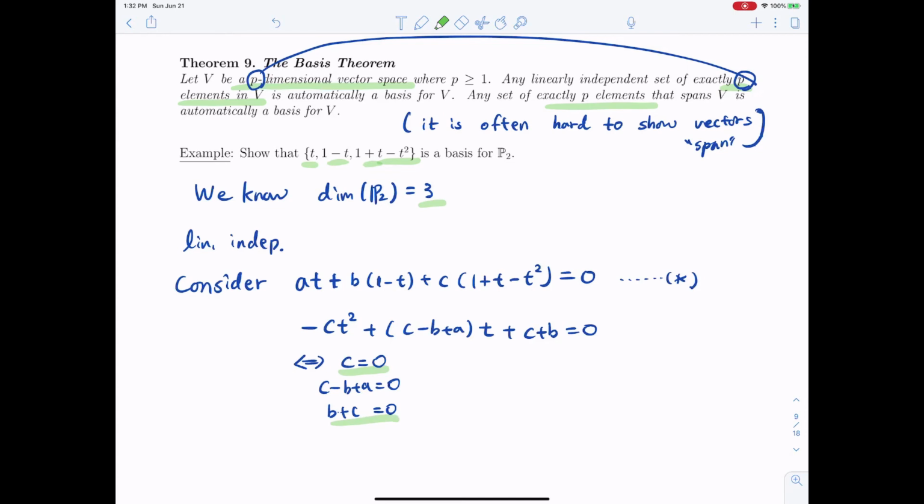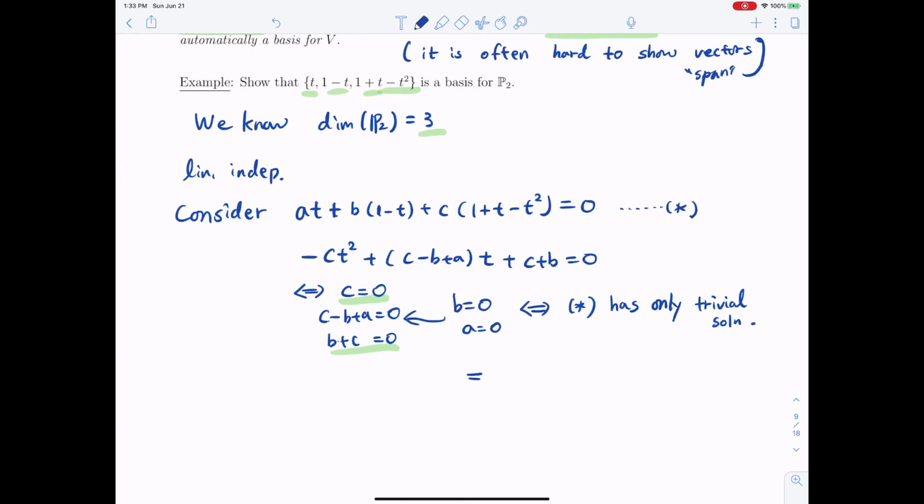So this too gives you that B equals 0. Or equivalently, if you plug all this into the second equation, then you get A is 0 as well. Or in other words, the equation star has only the trivial solution. This tells you that the given set B, consisting of t, 1 minus t, and 1 plus t minus t squared, is linearly independent.